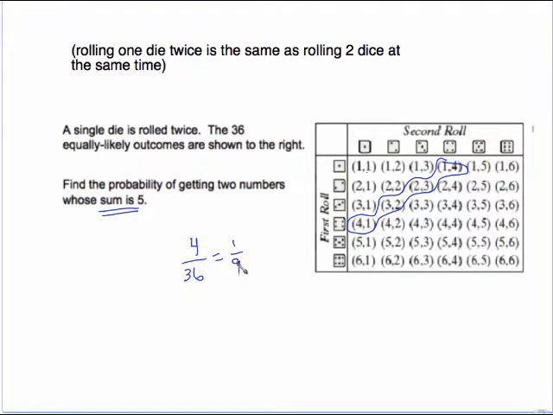While we have this chart here, let's take a look at some other sums. Let's say we want a sum of 8. Here's your sum of 8 down this diagonal. So when you're asked about sums, you want to look on the diagonal. So a sum of 8, how many are there? 1, 2, 3, 4, 5 out of 36.